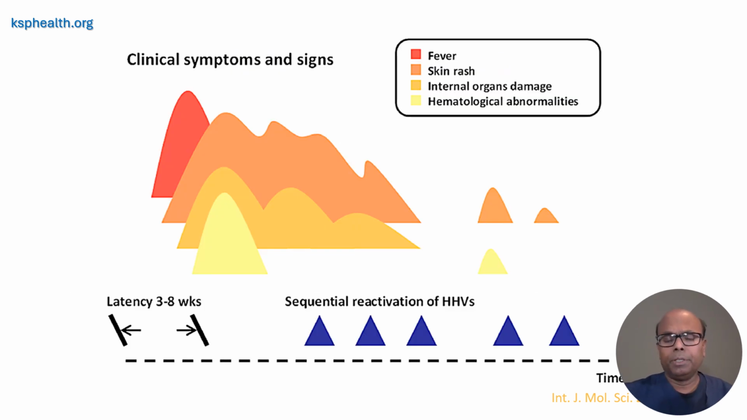The clinical course goes like this. There is a latency of 3 to 8 weeks. The antibiotic or the medication was taken 3 to 8 weeks before. Then you develop first fever, followed by skin rash. As you can see, the fever appears and disappears. The rash appears and is present over many weeks. It can be associated with other internal organ damage, and hematological abnormalities become prominent in that order. Then it can persist, but gets better as time progresses.